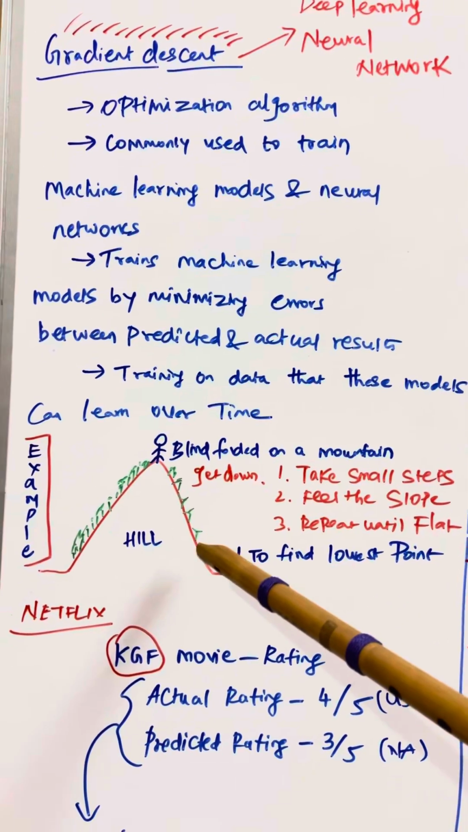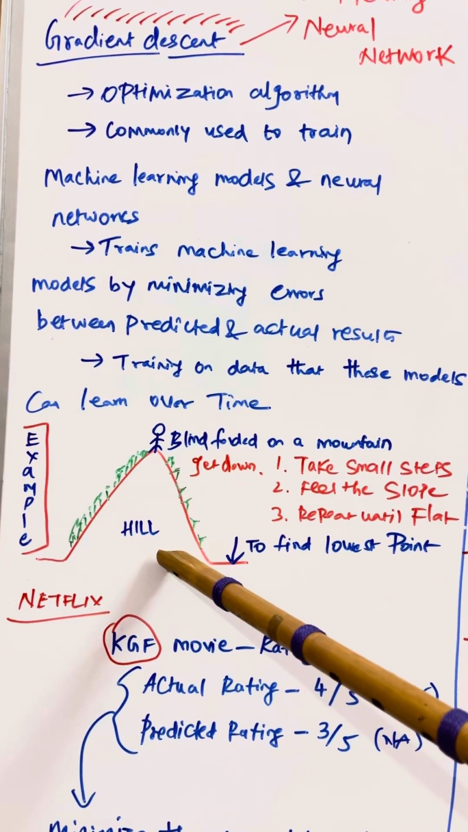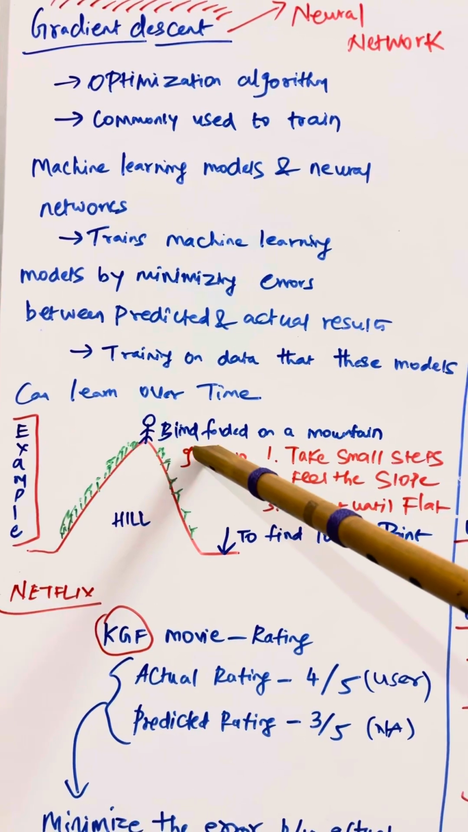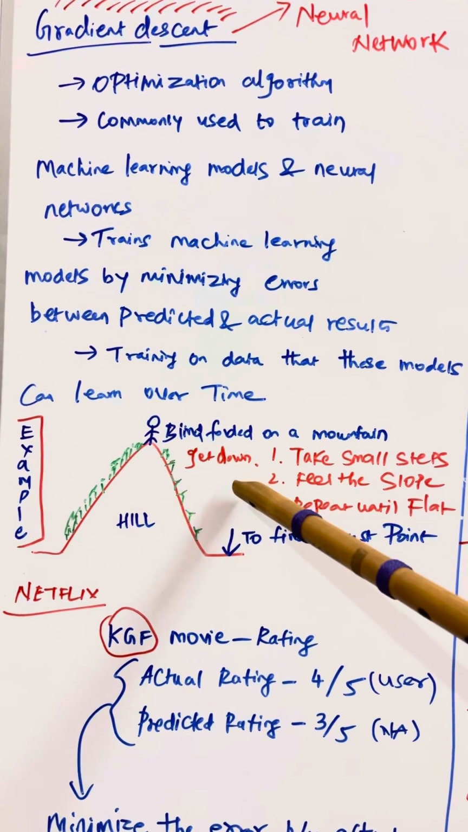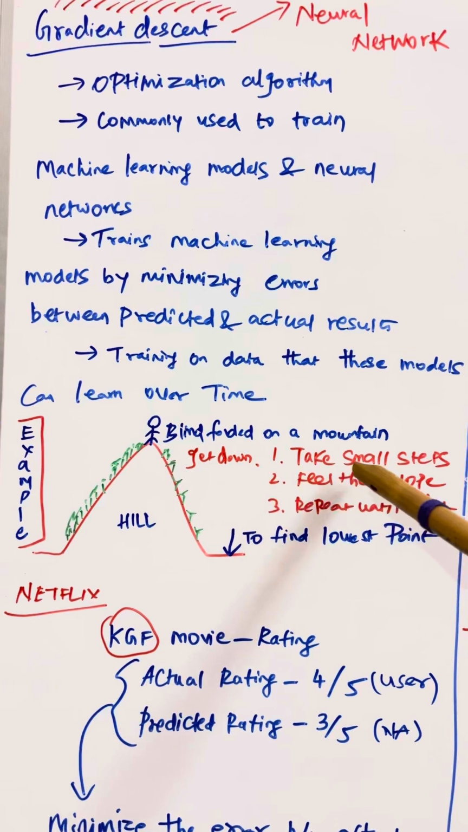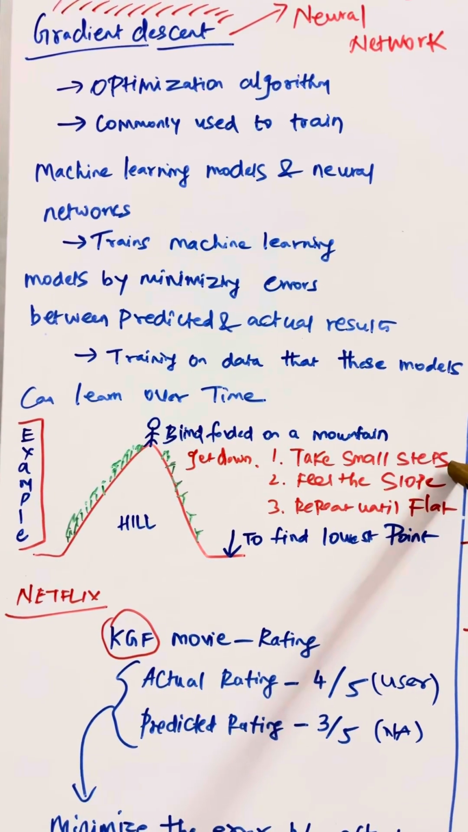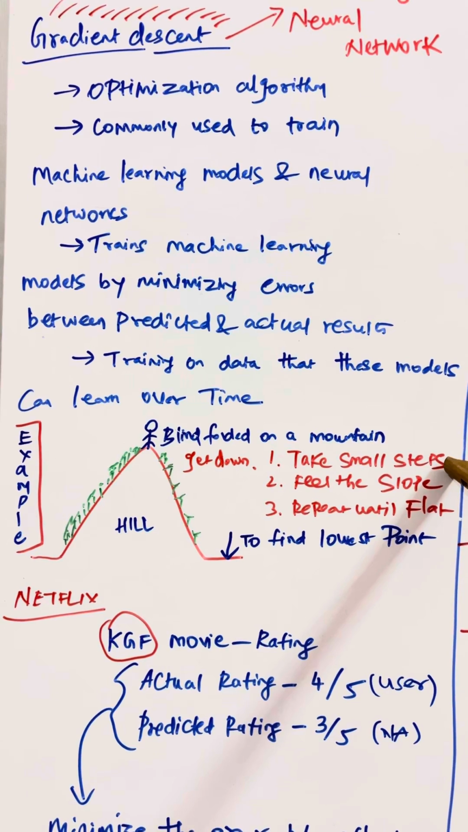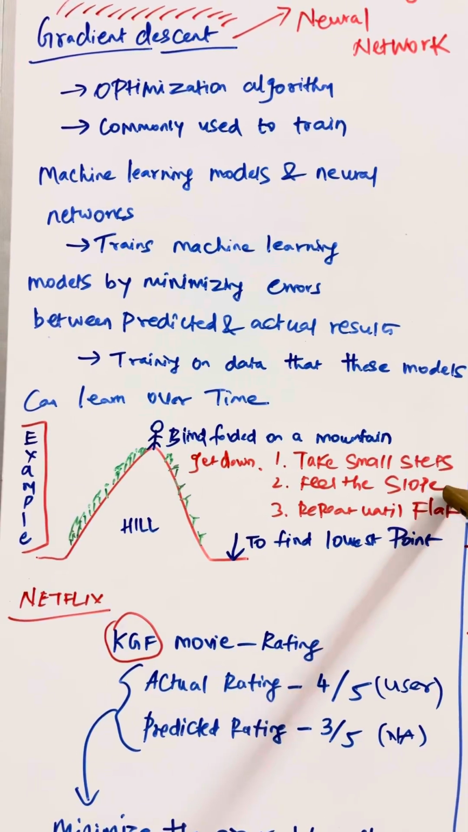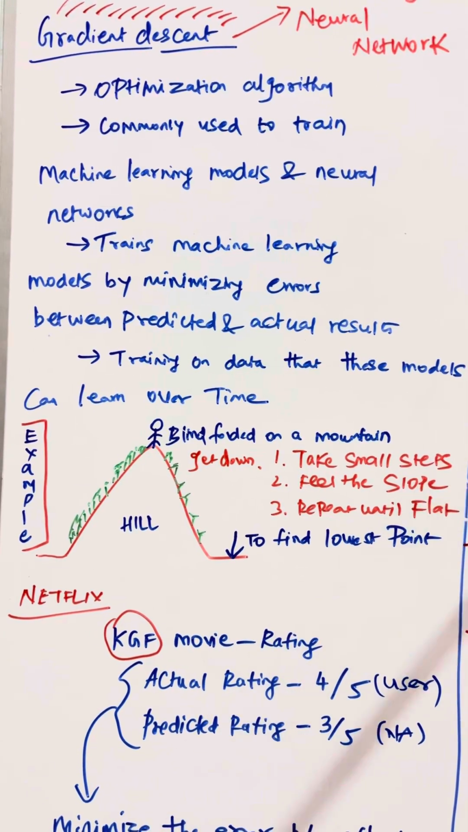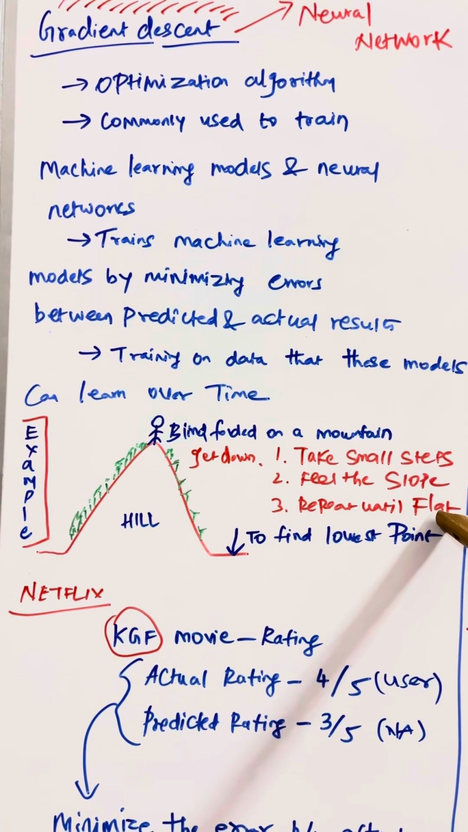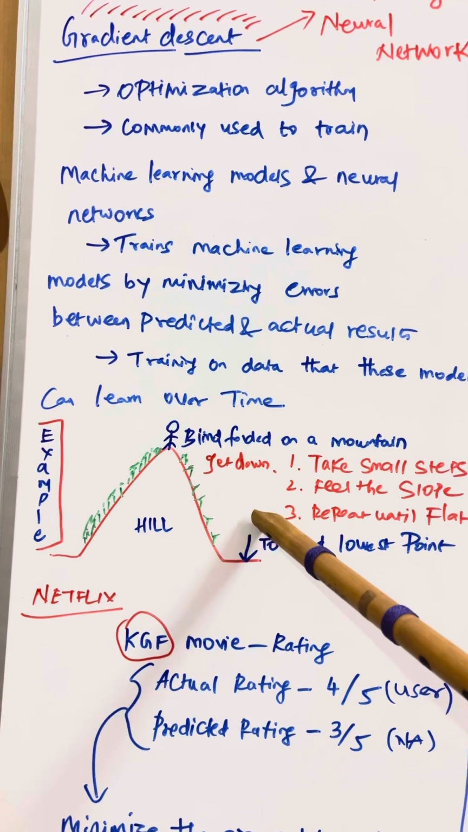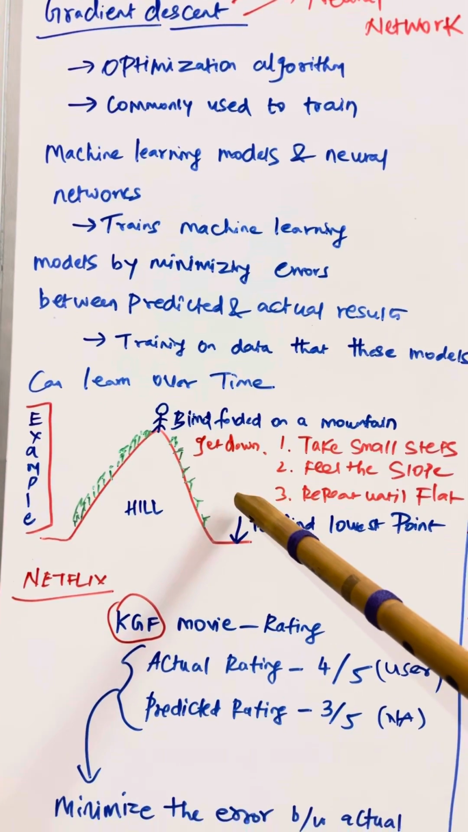So this is the example. What happens? This is a mountain or hill where a human is at the top, blindfolded, on the top of the mountain. What happens to get down? We take small steps, since if they are big steps, that might not be the real way to get down and feel the slope, whether the surface is flat or not. And we repeat it until it is flat, to find the lowest point. So this is the example to illustrate the gradient descent.